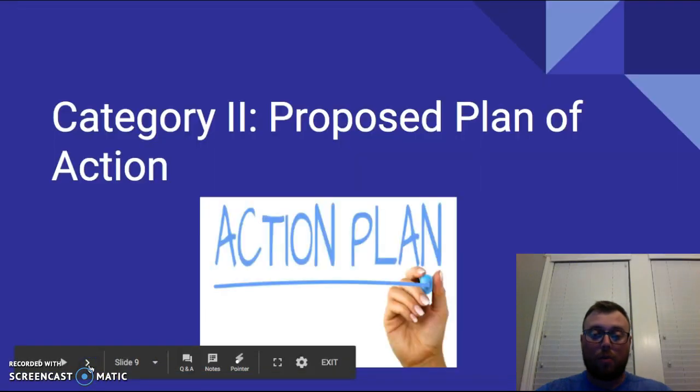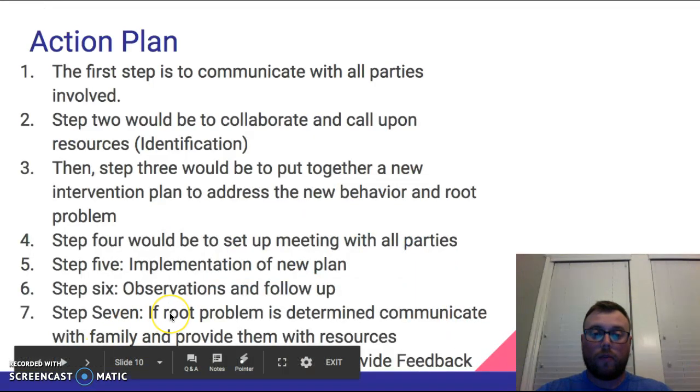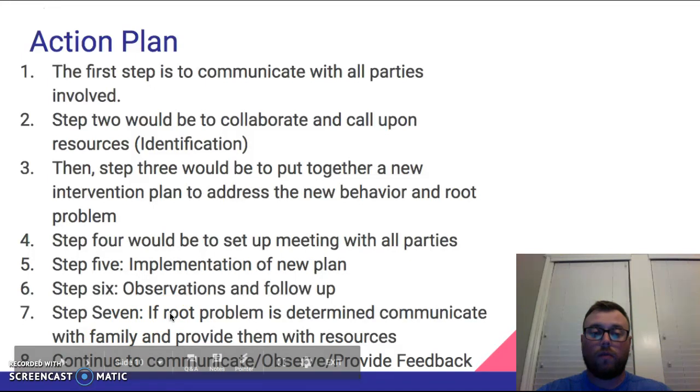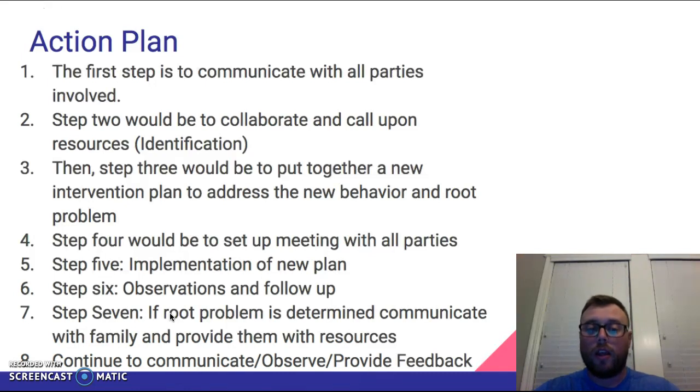Category 2, we're looking at a proposed plan of action. The first step is to communicate with all parties involved. I'm a big believer in sitting down with everyone involved to get everyone's side and to see what's going on, to see if we can get to the root of what's going on. Step 2 would be to collaborate with everyone involved, especially the teacher, and then call upon our resources. Look at what's available to us, the special education coordinator, any psychologists, nurses, counselors, to be able to identify the root problem of the issue that's taken place.